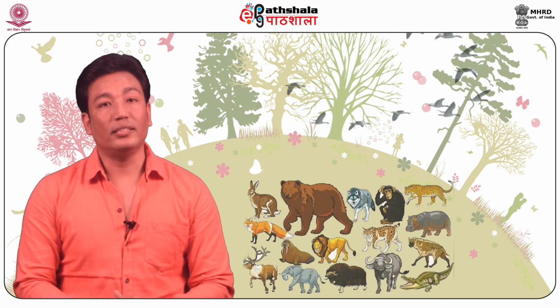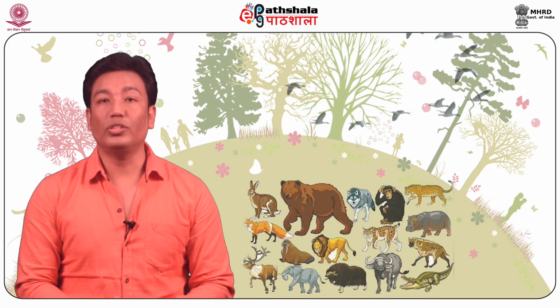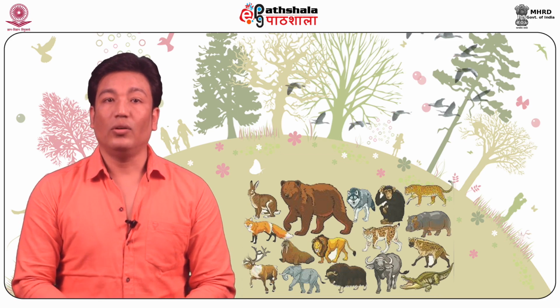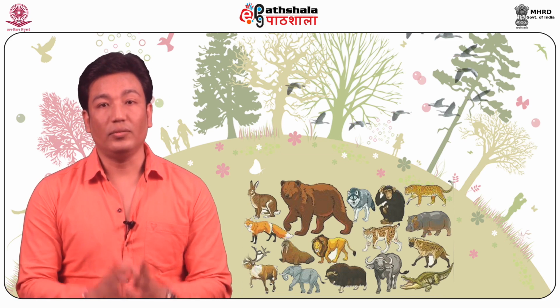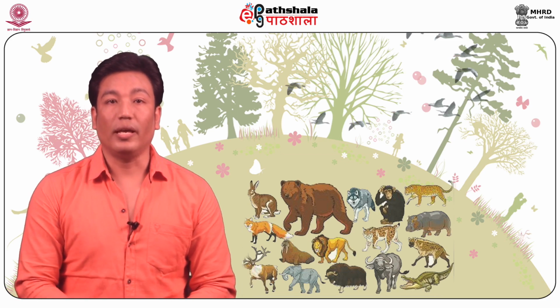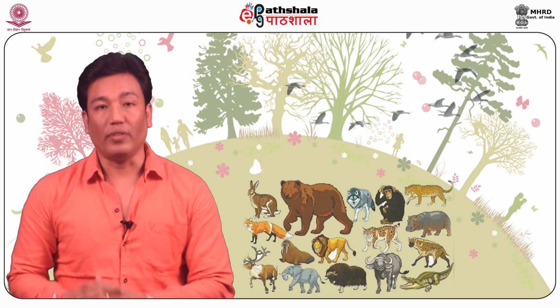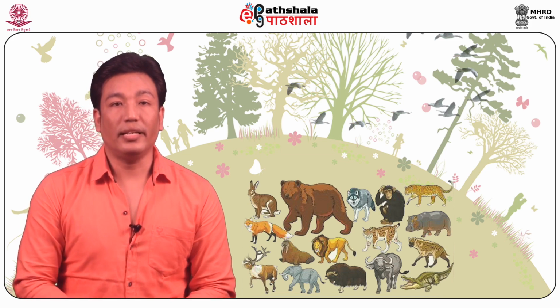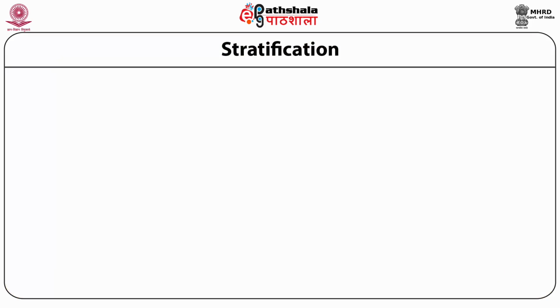A community consisting mostly of phanerophytes is characterized by a warm climate, whereas one mostly comprised of hemicryptophytes and chamaephytes is characterized by a cold climate.